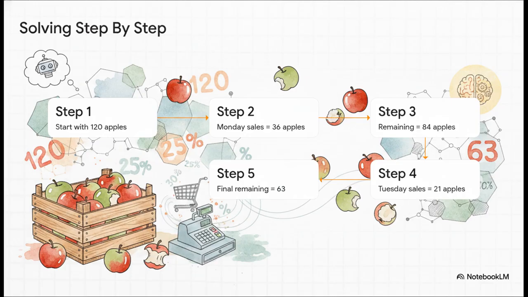It sells 30% on Monday and 25% of the remaining apples on Tuesday. How many are left? If you just ask for the final answer, the LLM might easily stumble on the percentages. But instead, guide it step by step.